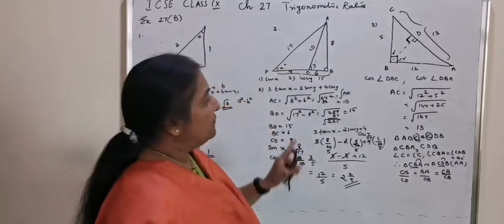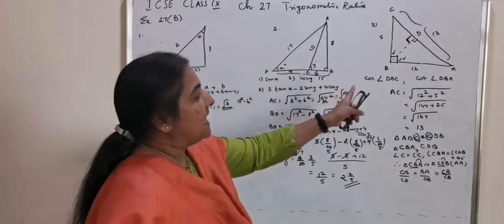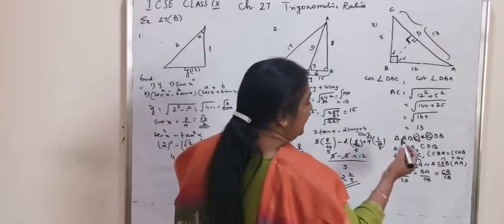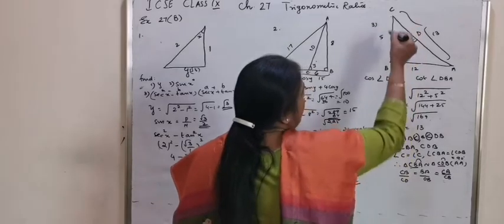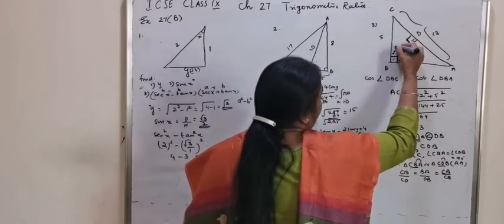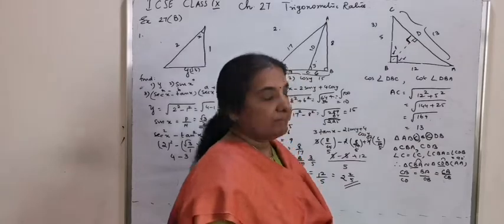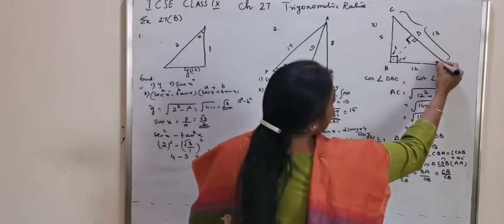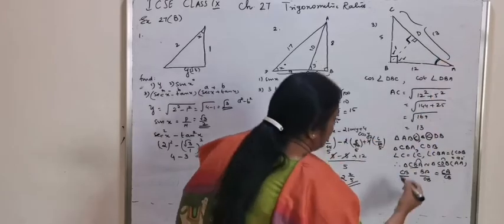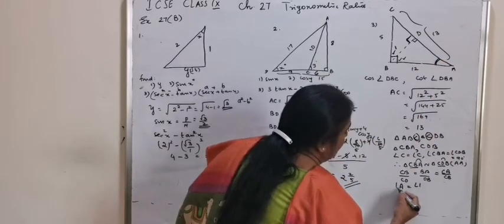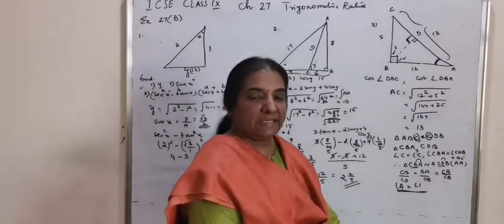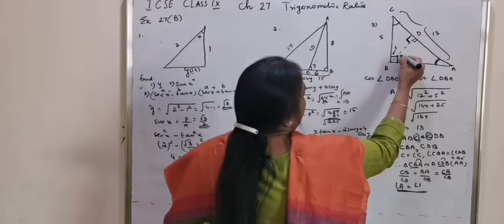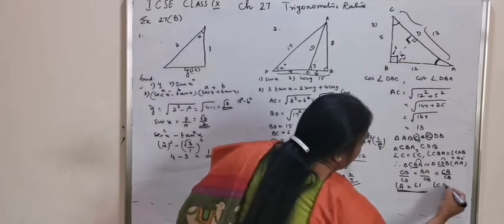And now if you want to find cos angle DBC, immediately you can find that angle CBA, angle 1, will always be equal to angle A. That means angle A and angle 1 will be equal in this particular context. Similarly, angle C and angle 2 will be equal.